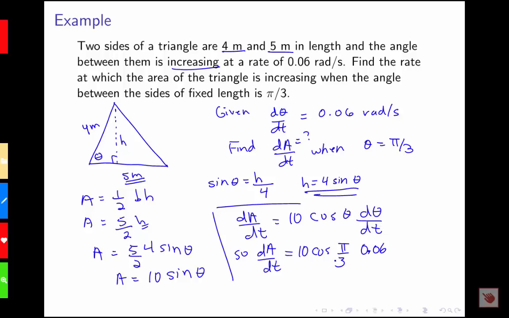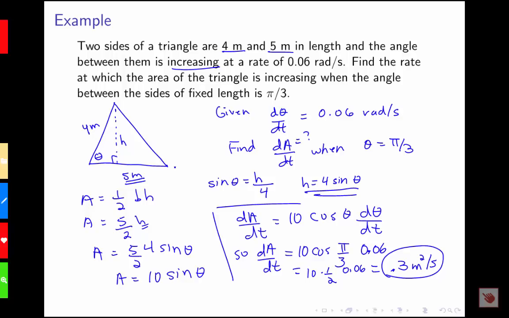So now I need to remember the exact values of my trig functions. I remember that cosine of pi thirds is 1/2. So I have 10 times 1/2 times 0.06. So I'm going to have 5 times 0.06. So I end up with 0.3 meters squared per second. So the rate at which the area of the triangle is increasing is 0.3 meters squared per second. Remember, it's area, so we've got square meters, and then it's a rate, so it's per unit of time.